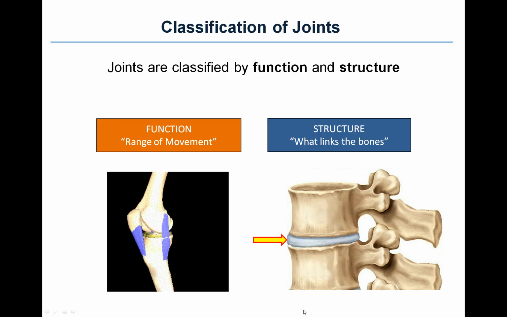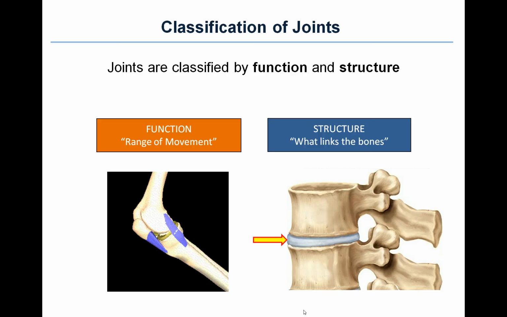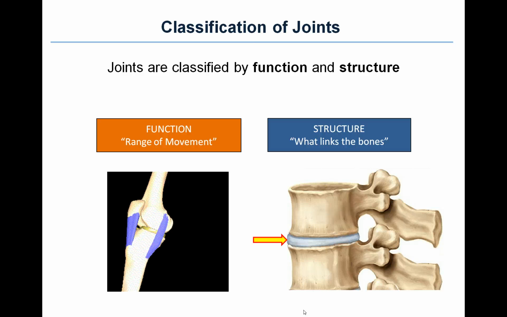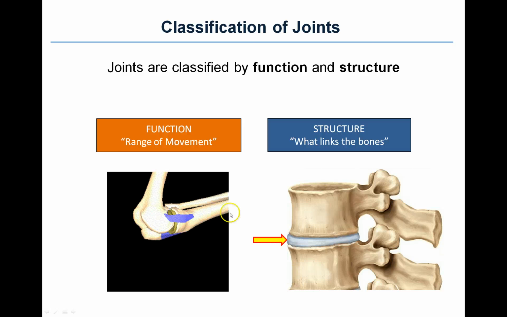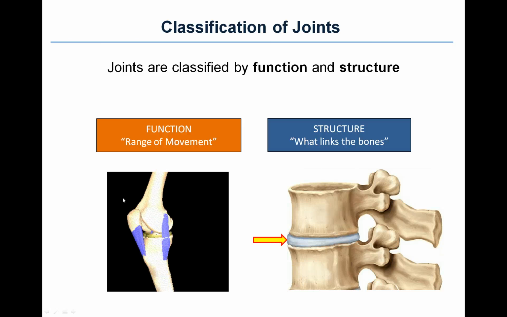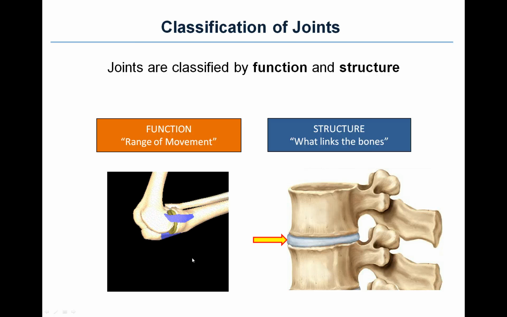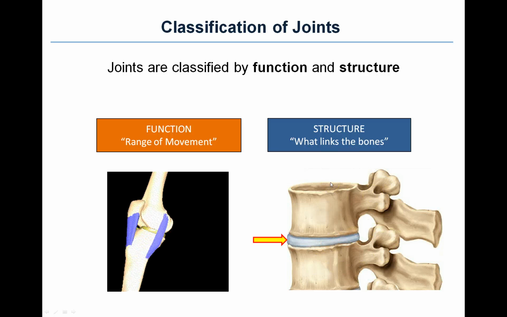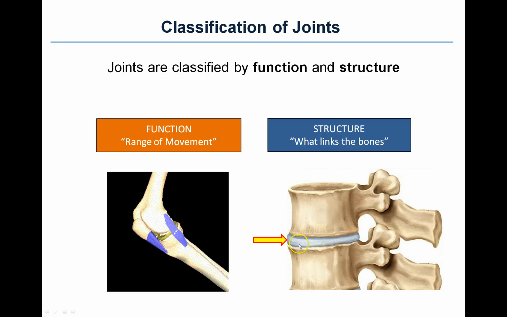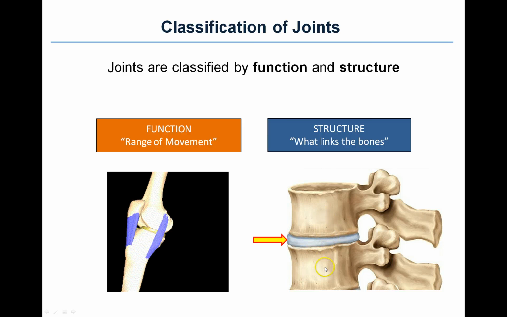So let's now move our attention to the classification of joints. Remember, joints are also called arthroses. Joints are classified by a combination of their function and structure. The function is the range of movement. Is it highly mobile or is it immobile? The structure refers to what type of tissue links the bones. So here, for example, we can see cartilaginous tissue connecting the two vertebrae.